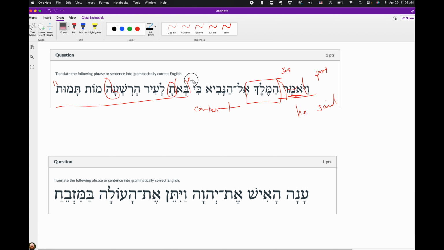Oh my goodness, this ki is causal here. That's really confusing. I wish that the translations you were given were actual compositional Hebrew instead of us coming up with random things, because something seems wrong about that as well.